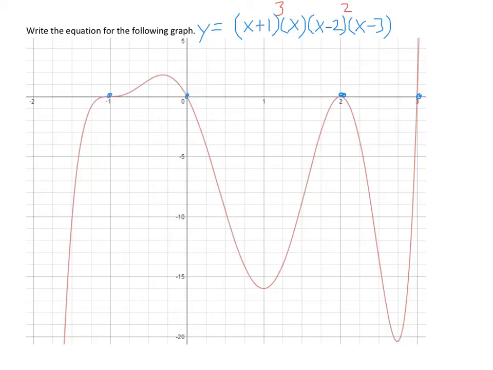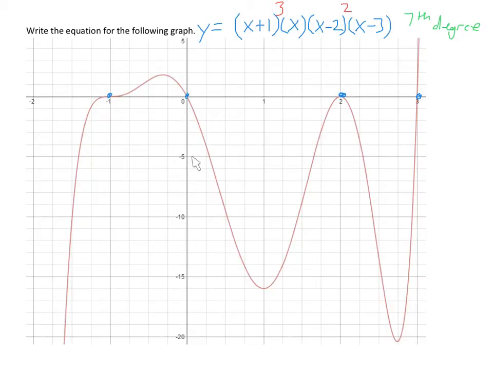Now, how do I know what degree polynomial it would be? Well, you just add the powers, meaning 3 plus 1 plus 2 plus 1. 3 plus 1 is 4, 4 plus 2 is 6, 6 plus 1 is 7. So if you really want to think about it, this is going to be a 7th degree polynomial. Okay, a 7th degree polynomial, this would be a possible equation for this.